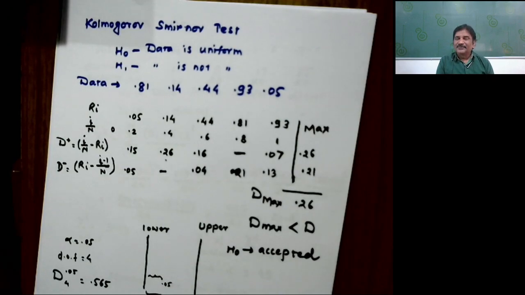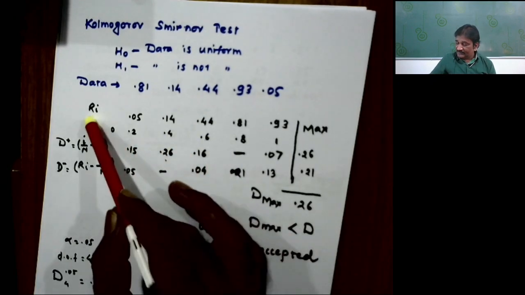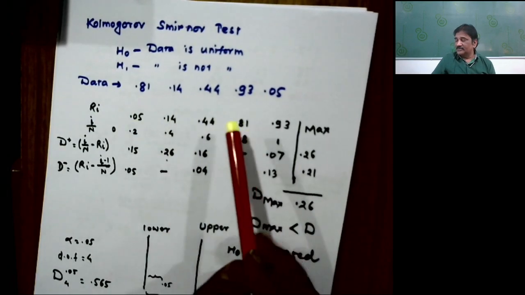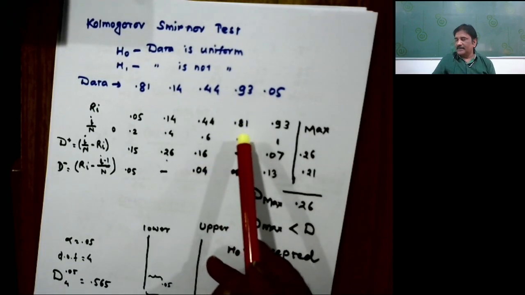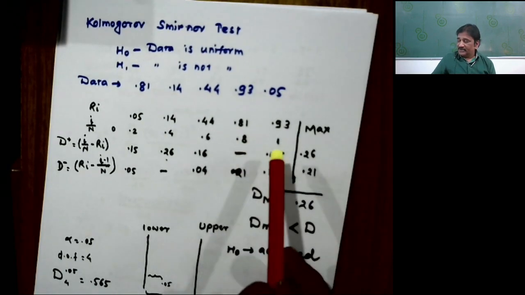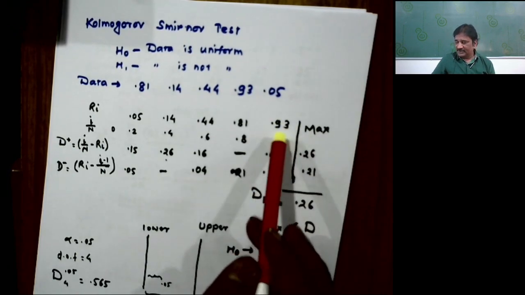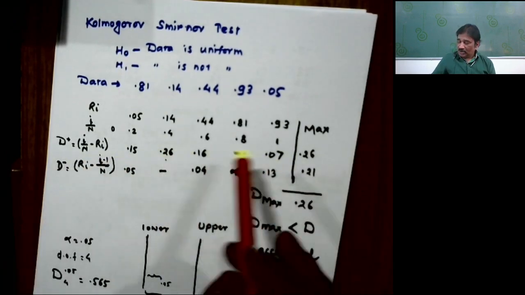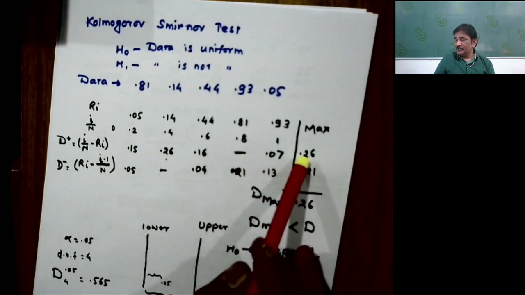In short, if the difference, of i upon n minus r_i, is coming out negative, then you won't be writing that number. In other words, if this number is beyond this number, then you don't find the difference. Then 1 minus 0.93 is within the upper bound, so you will be finding the difference, 0.07. Amongst all these, the maximum distance you will be writing here is 0.26.